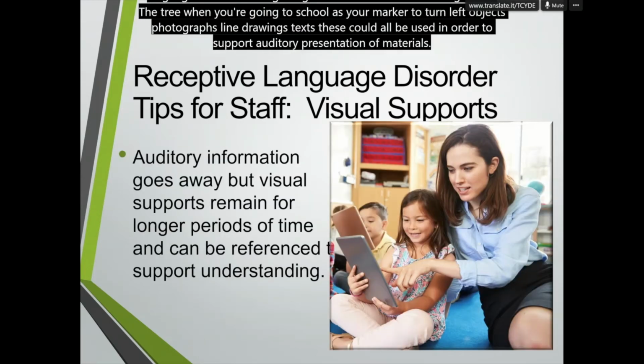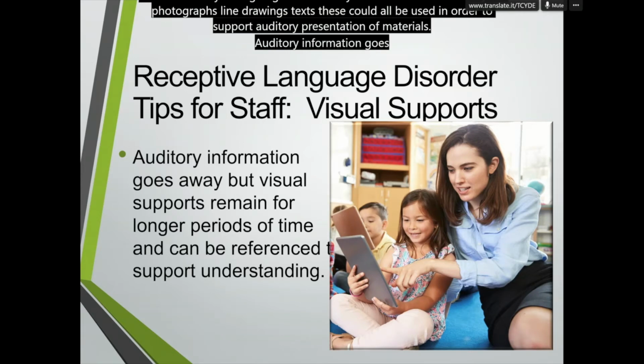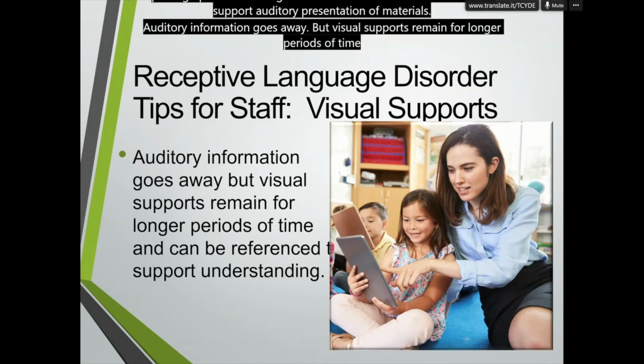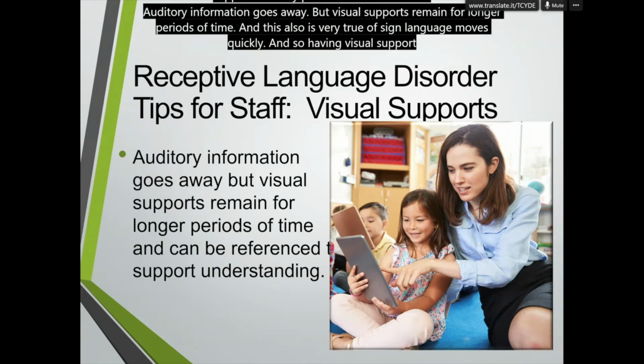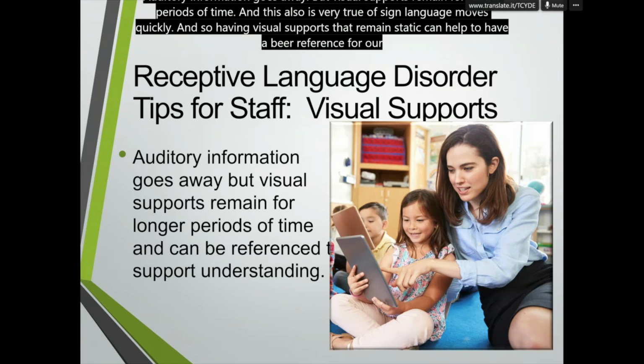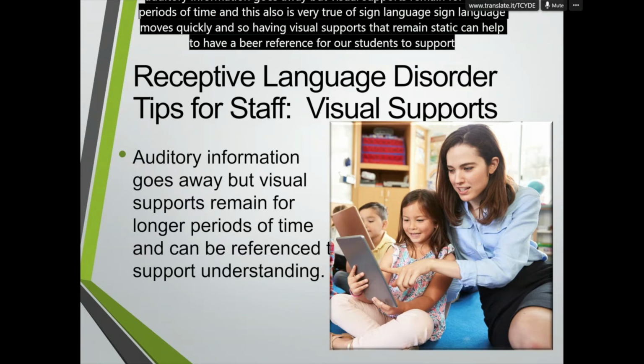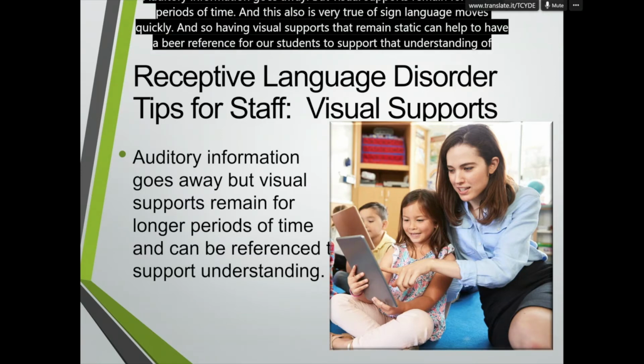Auditory information goes away, but visual supports remain for longer periods of time. And this also is very true of sign language. Sign language moves quickly, and so having visual supports that remain static can be a reference for our students to support that understanding of language that they're hearing or seeing.